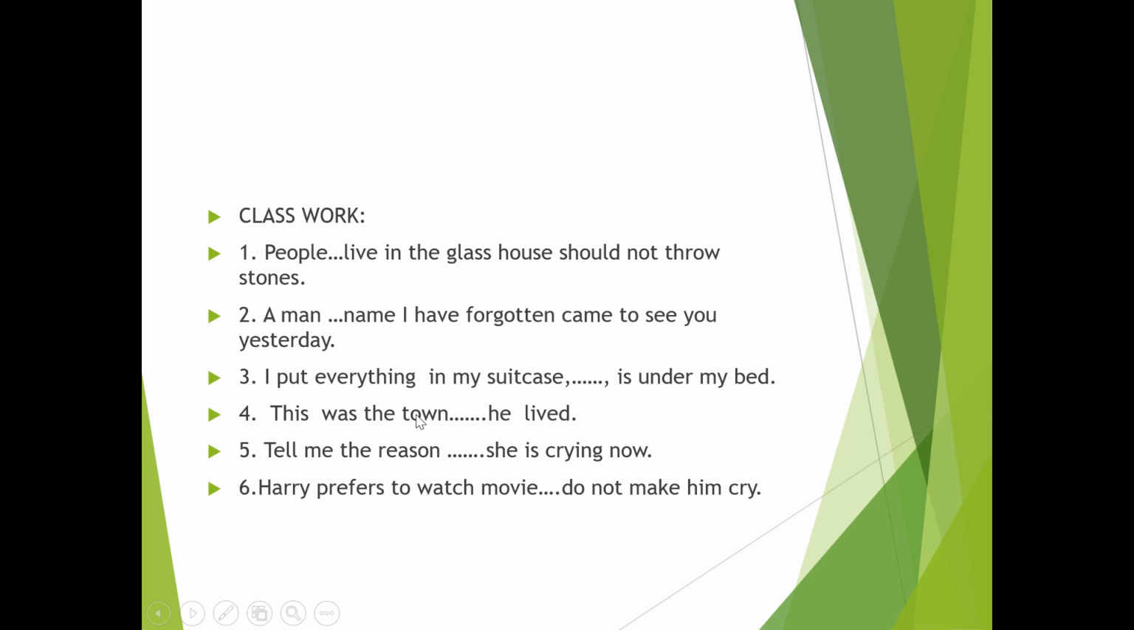This was the town where he lived. Town is a place, so we can use where. Oh, see, this is extra information. This is number 3. And number 4, tell me the reason why she's crying. Now, reason is joined with why. Harry prefers to watch movies which do not make him cry, right? Movies there should be which do not make him cry.